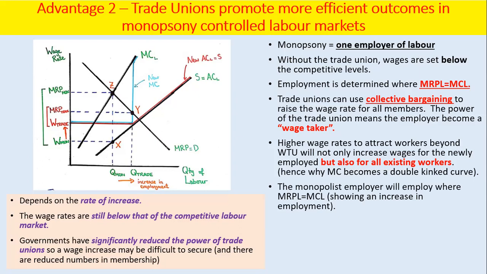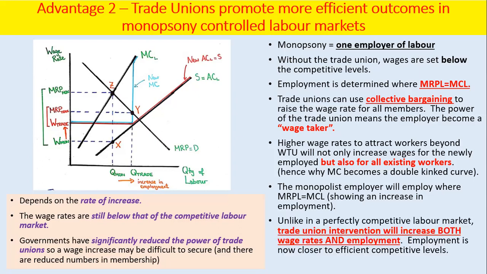The monopolist employer will employ where MRPL equals MCL, showing an increase in employment. So because of the new point where MRPL is equal to MCL, and that now is point Y on the diagram, we've now successfully increased wages up to point Y. And as a result, it's now actually profitable for the firm to continue to raise levels of employment. So one of the biggest advantages of trade union intervention in a monopsony is that it increases both the wage rates and also increases employment.